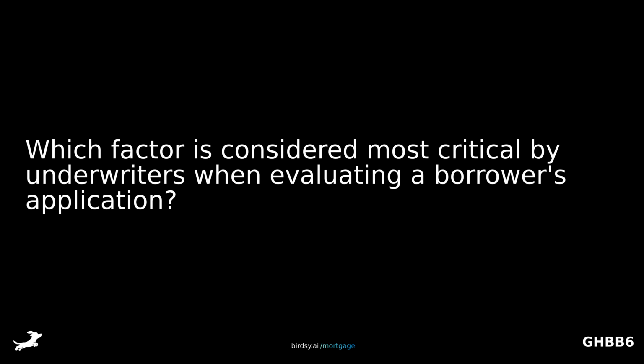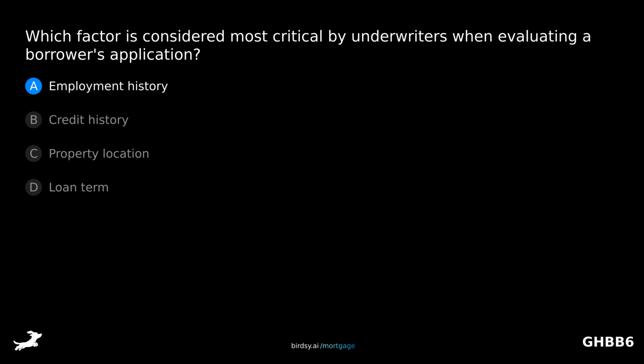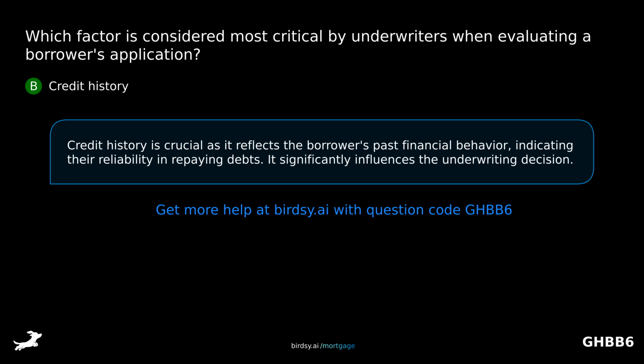Which factor is considered most critical by underwriters when evaluating a borrower's application? Is it A. Employment history, B. Credit history, C. Property location, or D. Loan term? The answer is B. Credit history. Credit history is crucial as it reflects the borrower's past financial behavior, indicating their reliability in repaying debts. It significantly influences the underwriting decision.